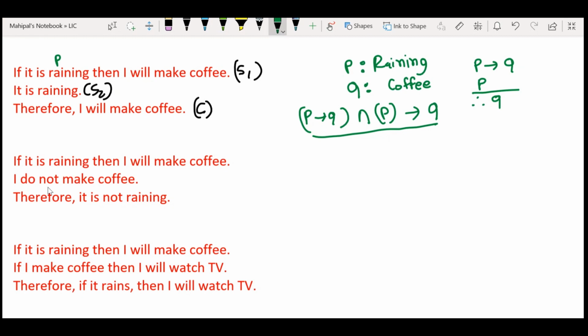Okay, so now let's consider example number 2. Again, we can reuse the same terminology. It is raining, let's say P. I will make coffee, let's say Q.